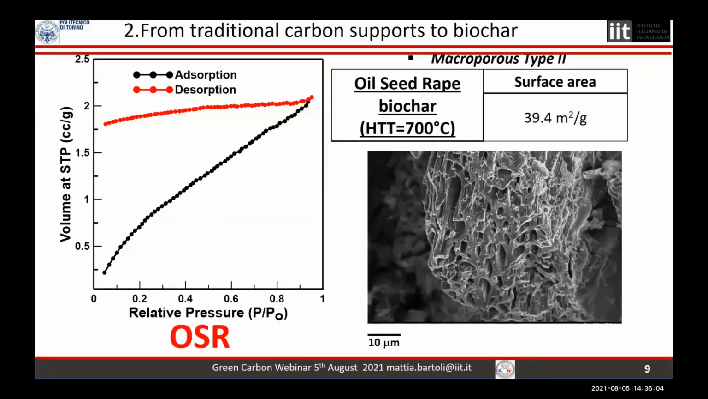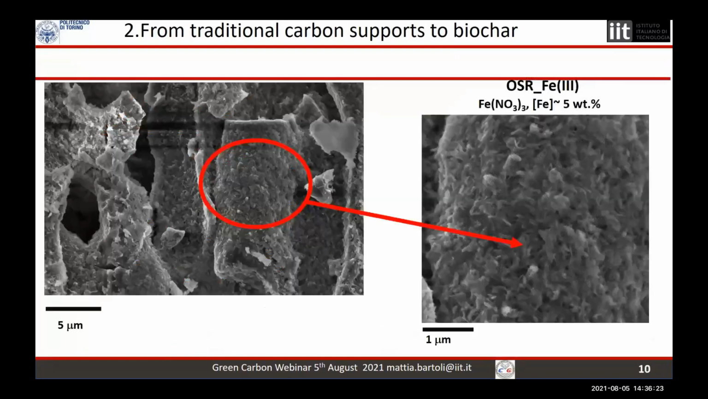So let's start with some examples. We started this study by using oilseed rape. This material is quite interesting. You can see it's a very common type of biochar with a channeled surface and a surface area of around 40 square meters per gram. It is produced at 700 degrees. But after the first step, after covering with the metal salts, we obtain this material, fully covered with a mixture of iron oxides in this case.